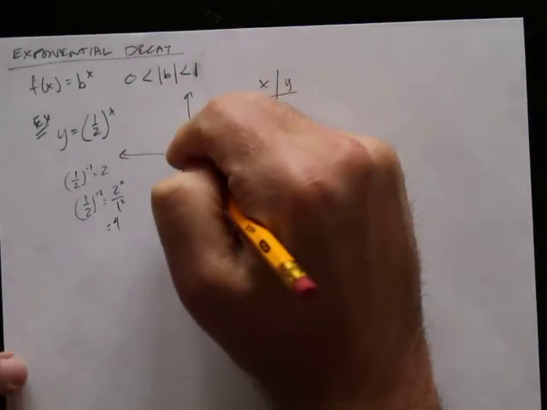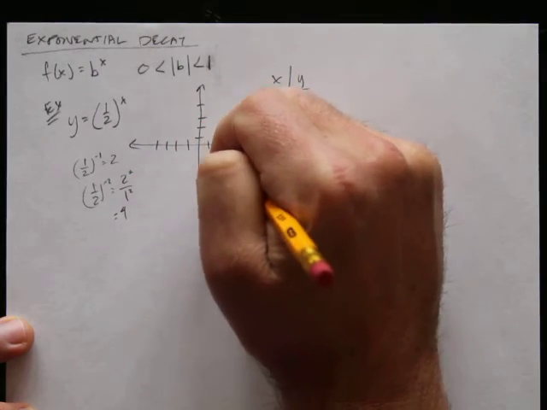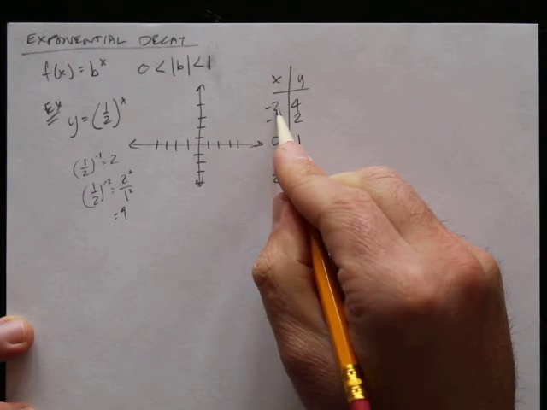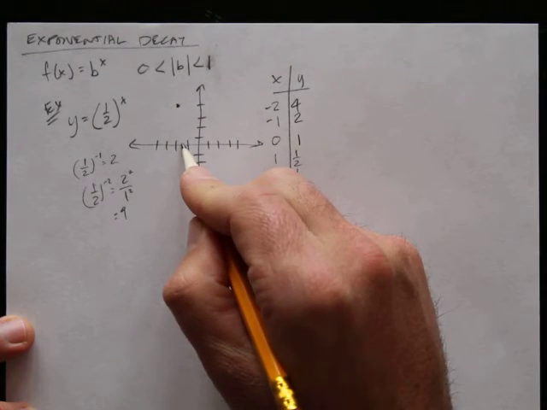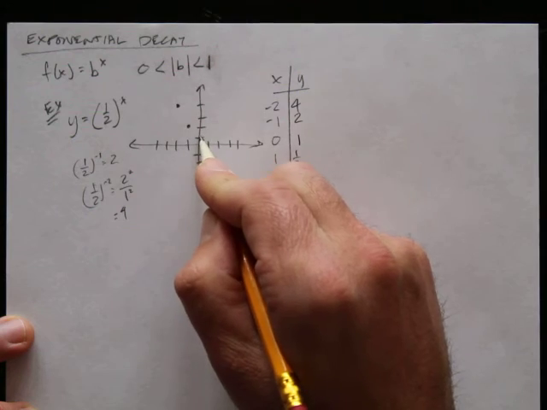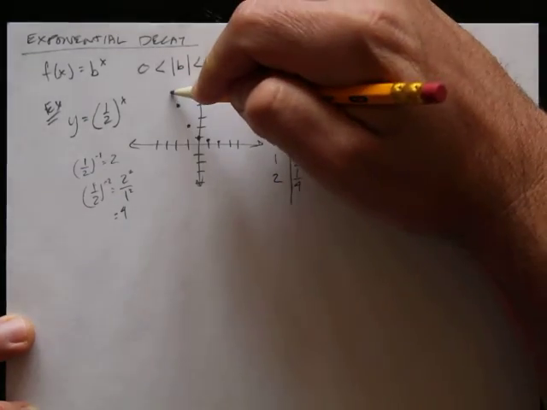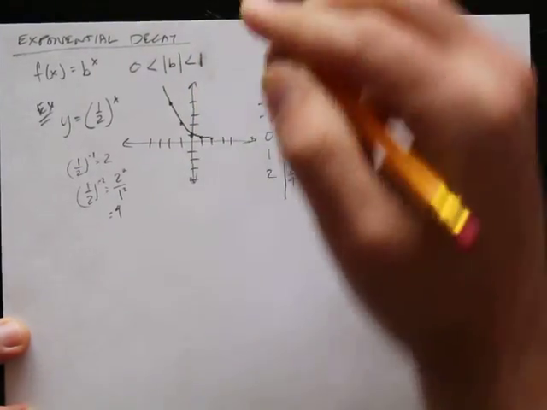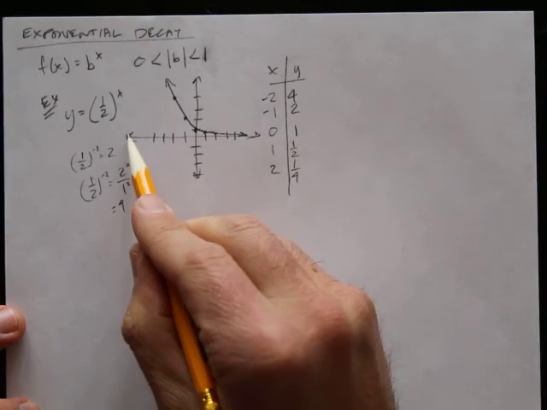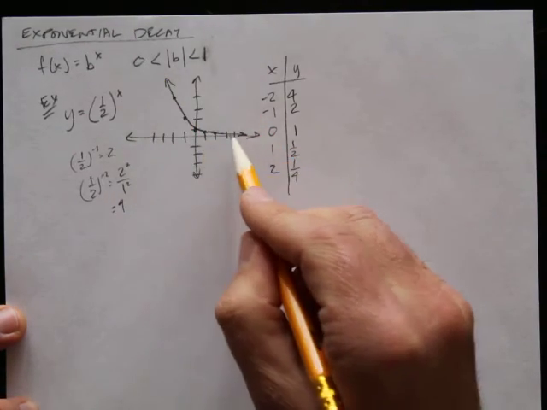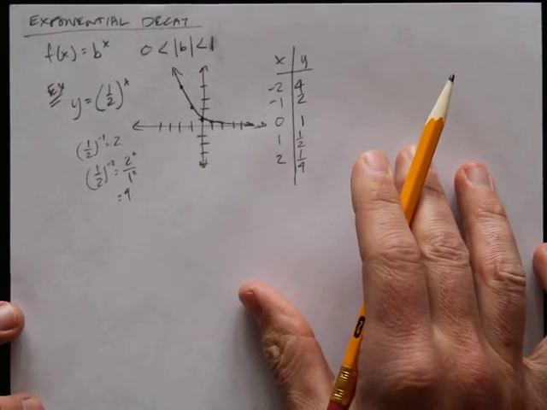Now let's put these points on the graph. -2, 4. -1, 2. 0, 1. 1, 1/2. 2, 1/4. So notice now my graph is going the opposite direction. Instead of starting low and going high, now it's starting high and going low. Notice it will never get to y equals 0. It's just going to get closer and closer and closer there.